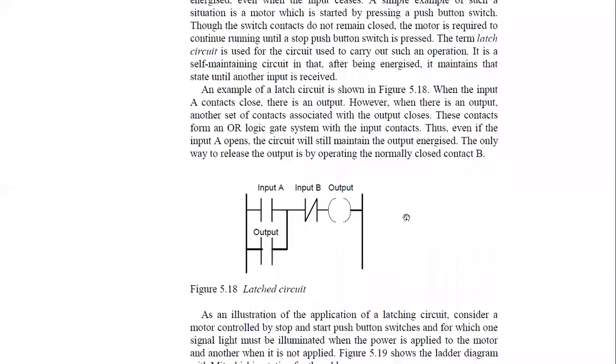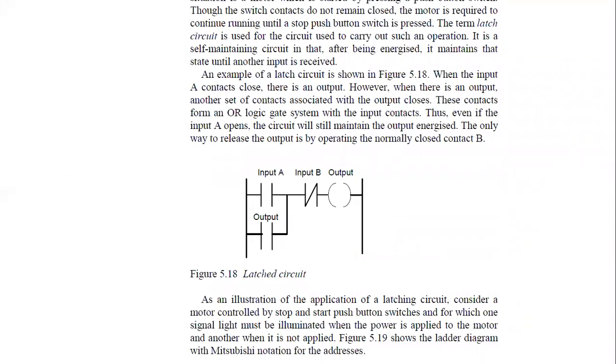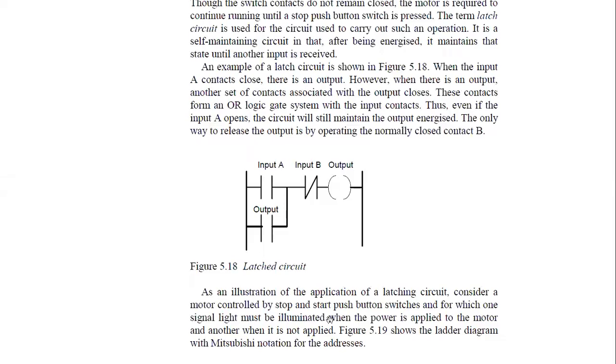And you can see here the latch circuit. You have the input A, which is a normally open circuit, or normally open contact. And then we have the input B, which is normally closed. And then we have the output. We said this is how you represent an output in a ladder diagram. So in this example, that is figure 5.18, when the input A closes, there is an output.